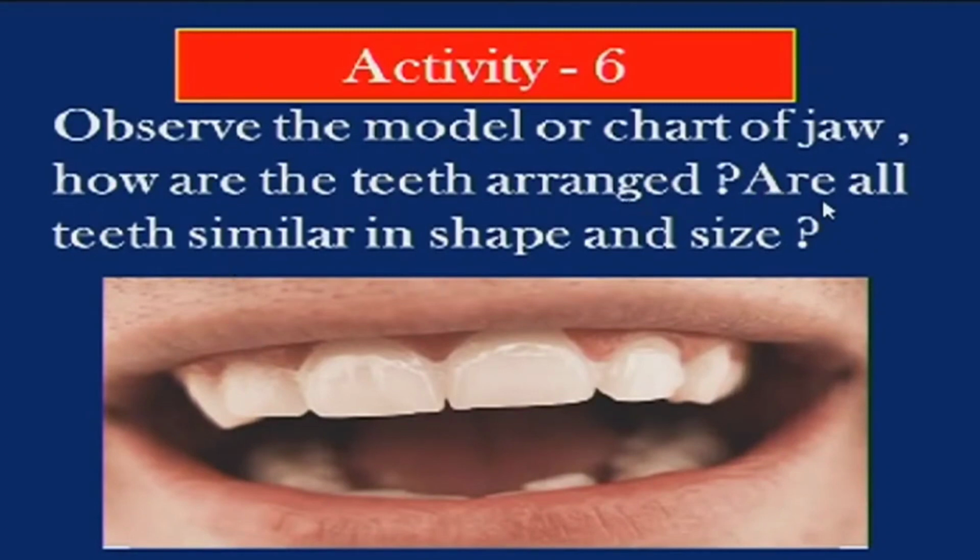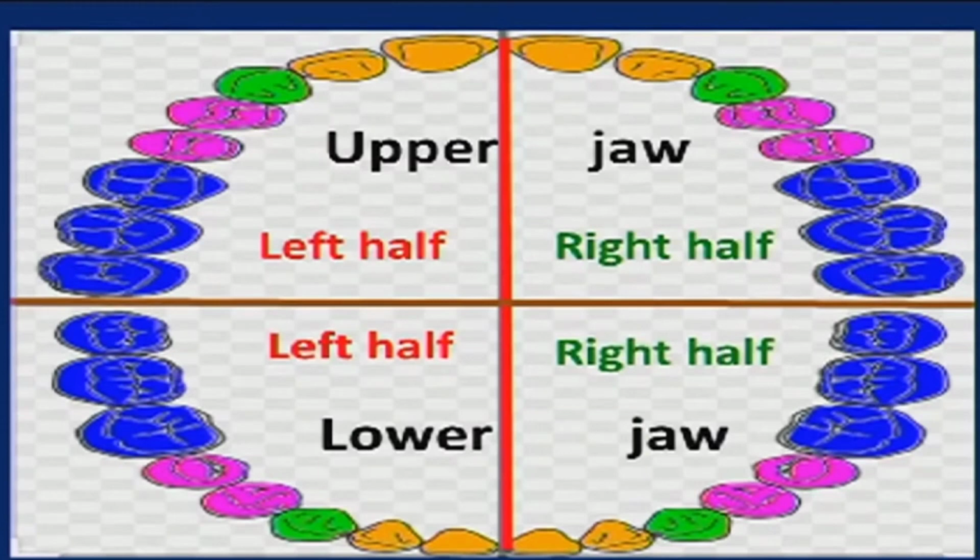How are teeth arranged? Are all teeth similar in shape and size? If you look at this picture, this is the left half of the upper jaw and this is the right half of the upper jaw. Similarly, this is the lower jaw, and this part is the left half of the lower jaw and this part is the right half of the lower jaw.